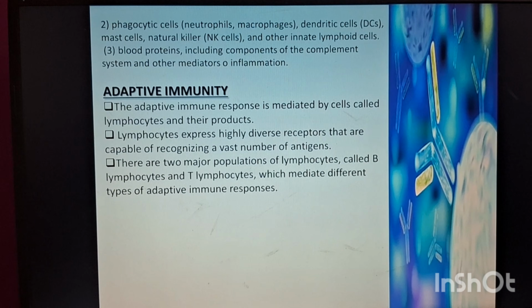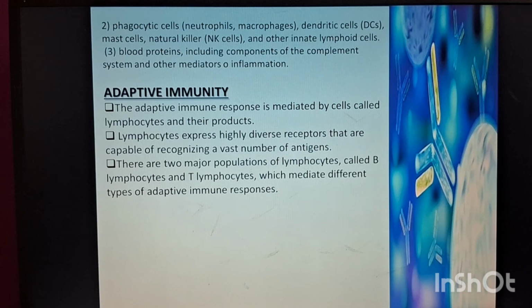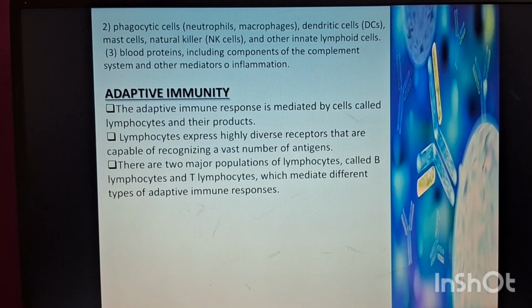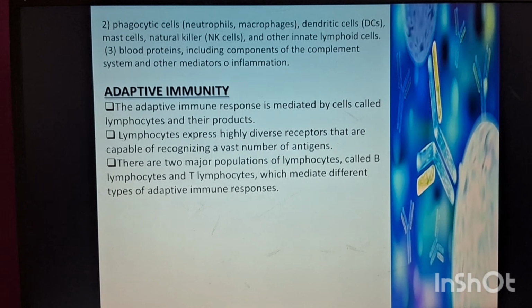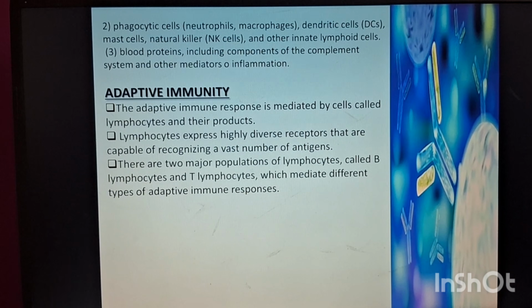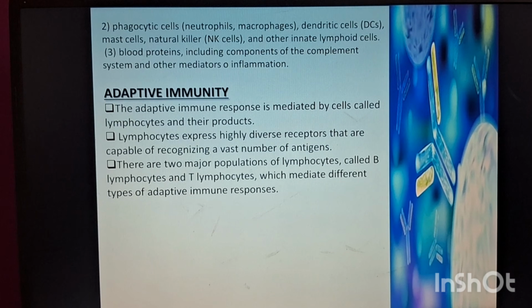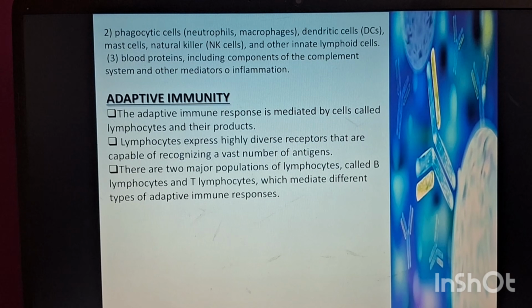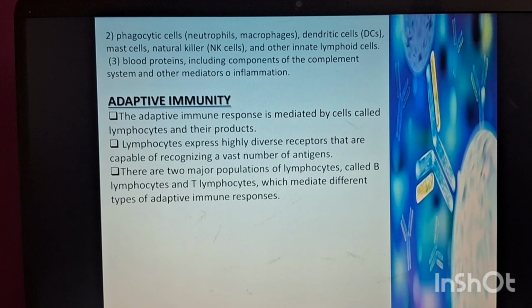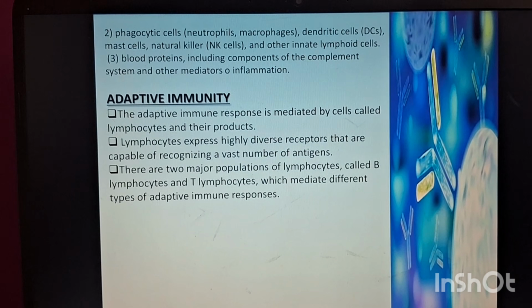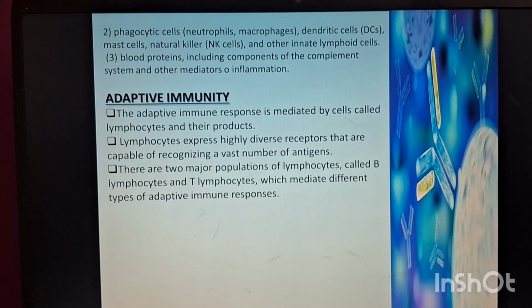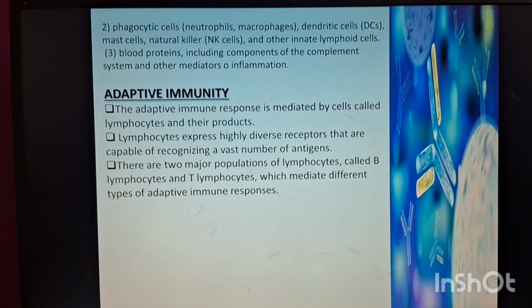Next, short note on adaptive immunity. The adaptive immune response is mediated by cells which are called lymphocytes and their products. Lymphocytes express highly diverse receptors that are capable of recognizing a vast number of antigens. There are two major populations of lymphocytes called B lymphocytes and T lymphocytes, which mediate different types of adaptive immunity. B lymphocytes are produced from the bone marrow and T lymphocytes are produced from the thymus.